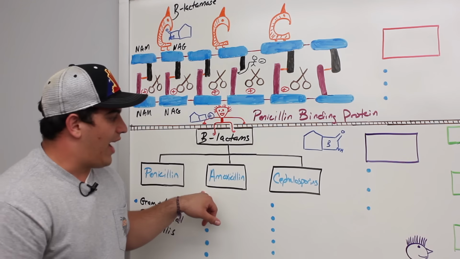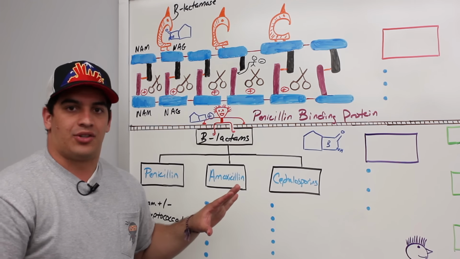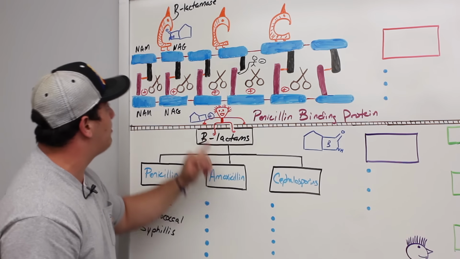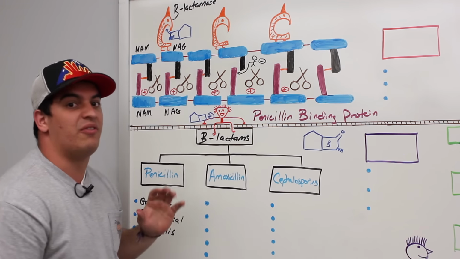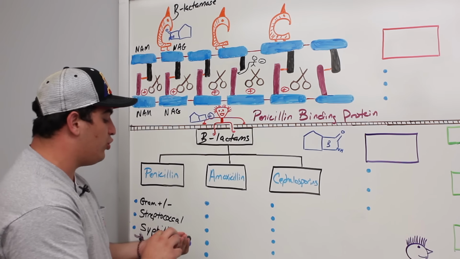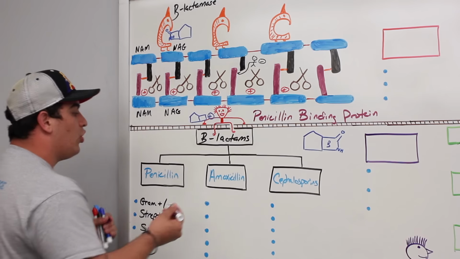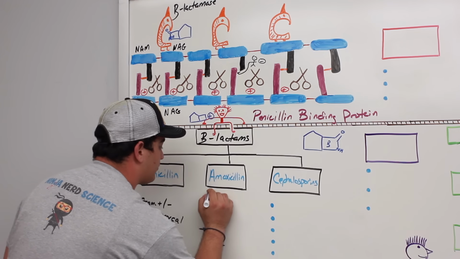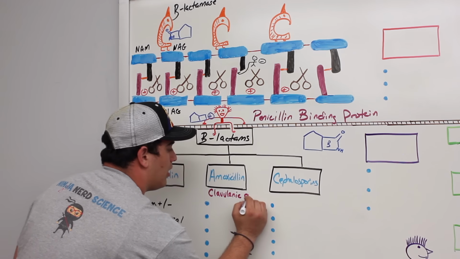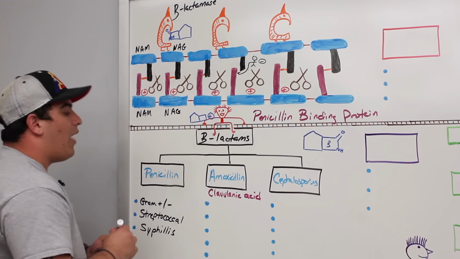Amoxicillin, same mechanism of action. Cephalosporins, same mechanism of action. But now, amoxicillin is very, very susceptible to these beta-lactamases. Very, very susceptible. So when you give someone amoxicillin, you usually want to give it to them with clavulanic acid. Why do you want to give that?